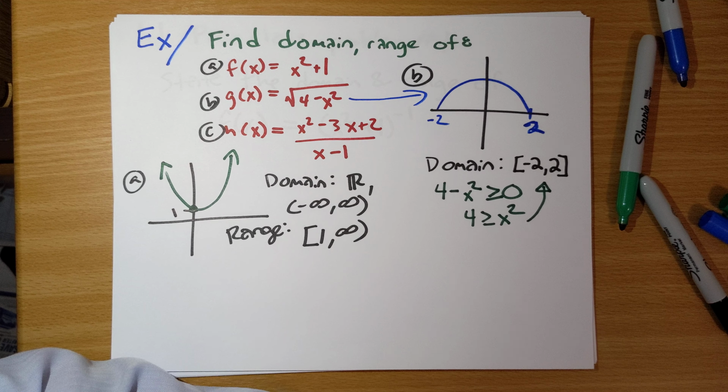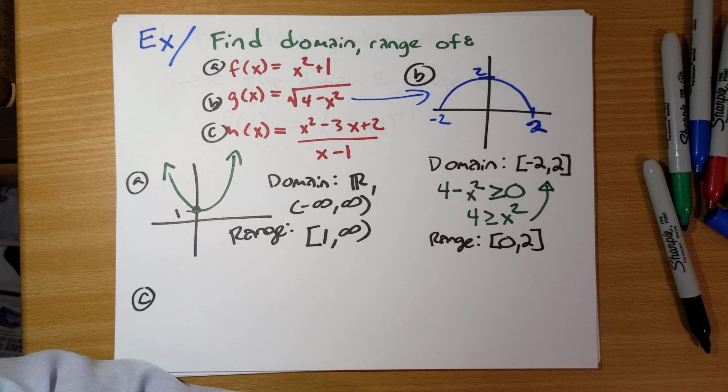As for the range, we can see the smallest output is going to be 0, and the biggest output here, when x is 0, we get square root of 4, which is 2. So the range is the closed interval from 0 to 2. Okay, and then finally, part C here, h of x is x squared minus 3x plus 2, all of that divided by x minus 1.